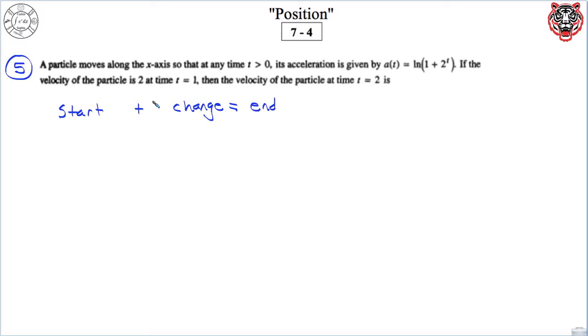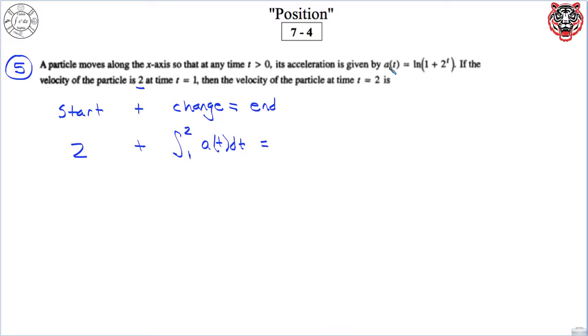And we know what the start is, so the velocity of the particle is 2, so the start is 2, and then we're going to add the change. So it's going to be the integral of the acceleration. Integral of acceleration will be velocity, so acceleration with respect to time, dt. Here's the tricky part. They tell us that it starts at time equals 1. It doesn't start at 0 right here, it starts at 1. And then it's asking what is the velocity at time equals 2, so that's the ending point, and that will give us our final answer.